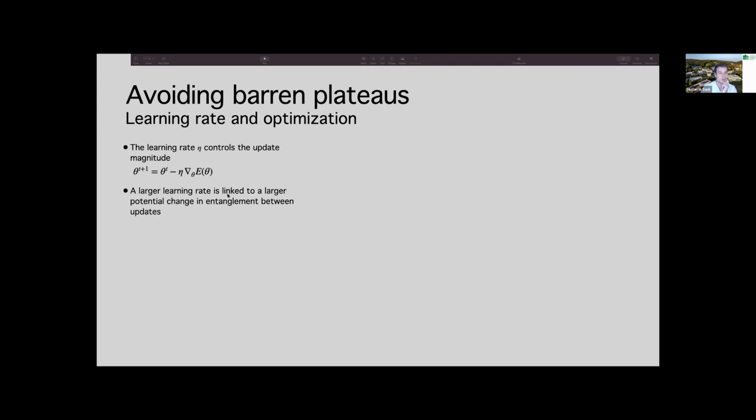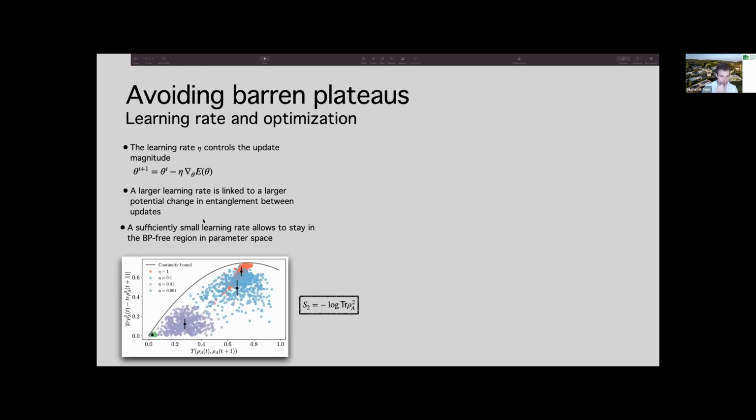And so the learning rate is linked to a larger potential change in the entanglement between the updates, and it needs to be controlled. What we did here is we looked at the purity change between updates for different learning rates. In red here, you have learning rate 1. You can see that it's fairly large, so you're quite likely to jump out of this region. And as you go down with the learning rate, you are more and more controlled, and so you will more likely stay in this Barren Plateau free subregion.